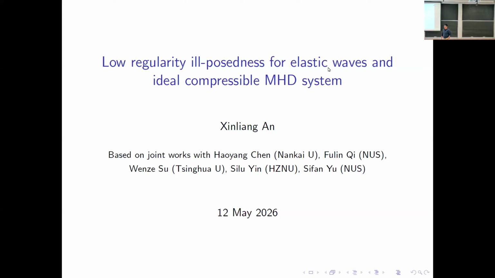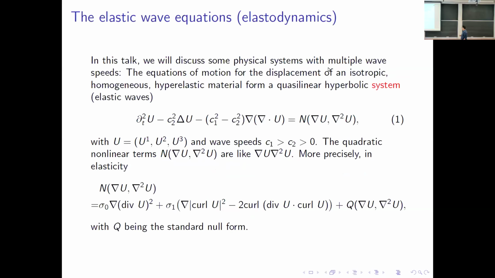Okay, so we'll talk about the ill-posedness for elastic waves and for ideal compressible MHD. In this talk, we will discuss some physical systems with multiple wave speeds. The first system we look at is the elastic wave system. The equation of motion for the displacement of an isotropic homogeneous hyperelastic material forms a quasilinear hyperbolic system, which is of the following form.